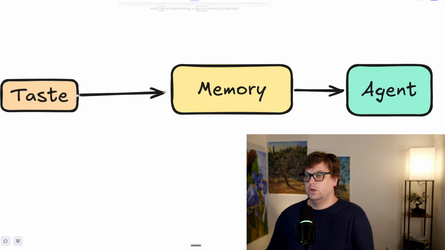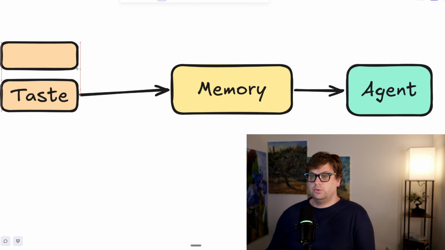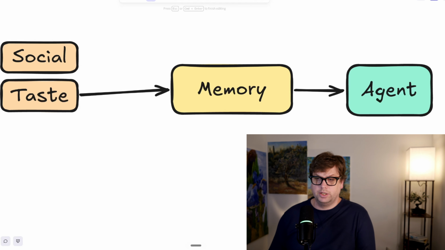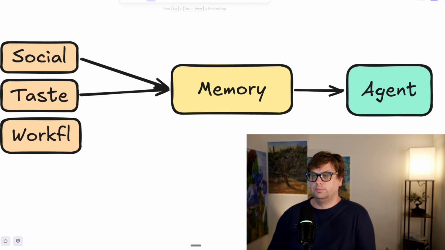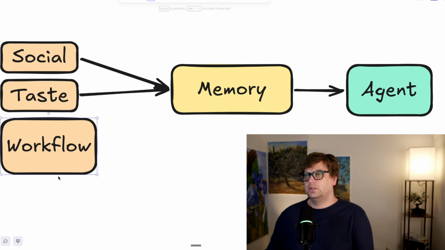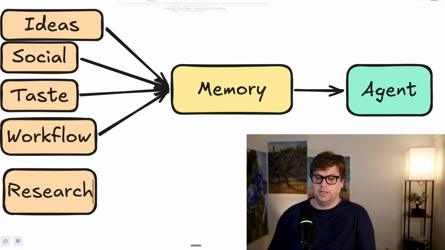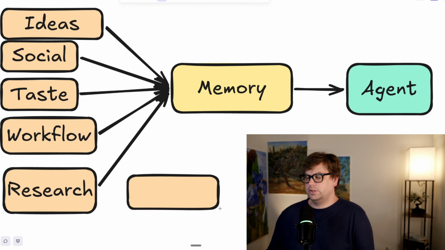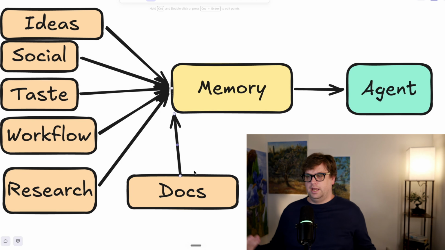We might say, we want our agent to remember my writing style and preferences. We want it to remember our social communications. We'd like it to remember how we work, so, like our workflow. We also would like it to remember ideas we have. And then there's research we've done, and this research can also be things like docs. We'd like it to have memory and not have to prompt to look it up every single time.